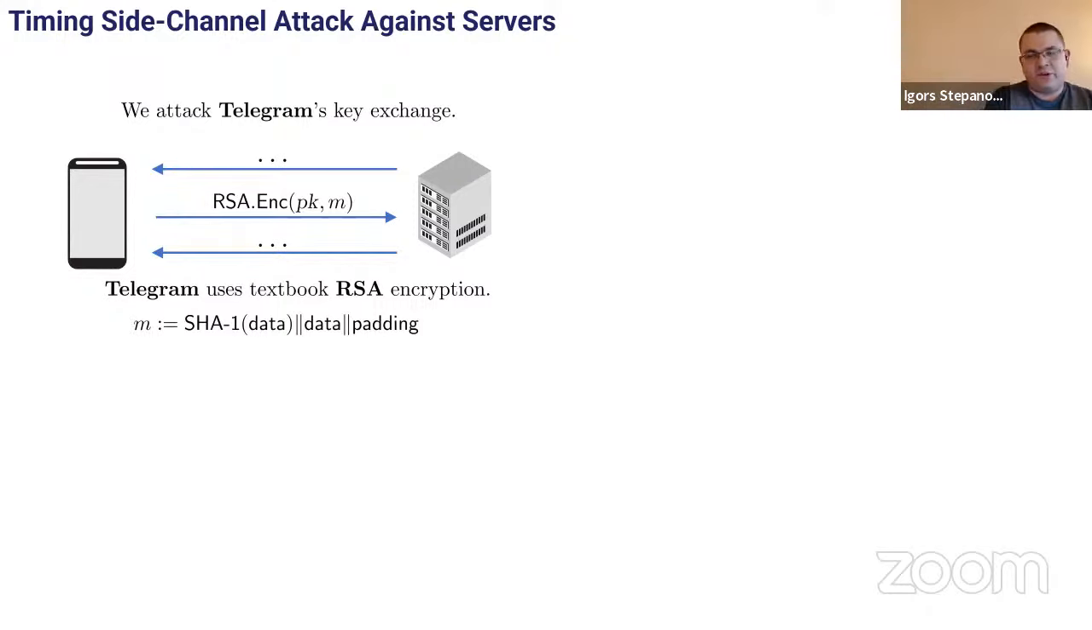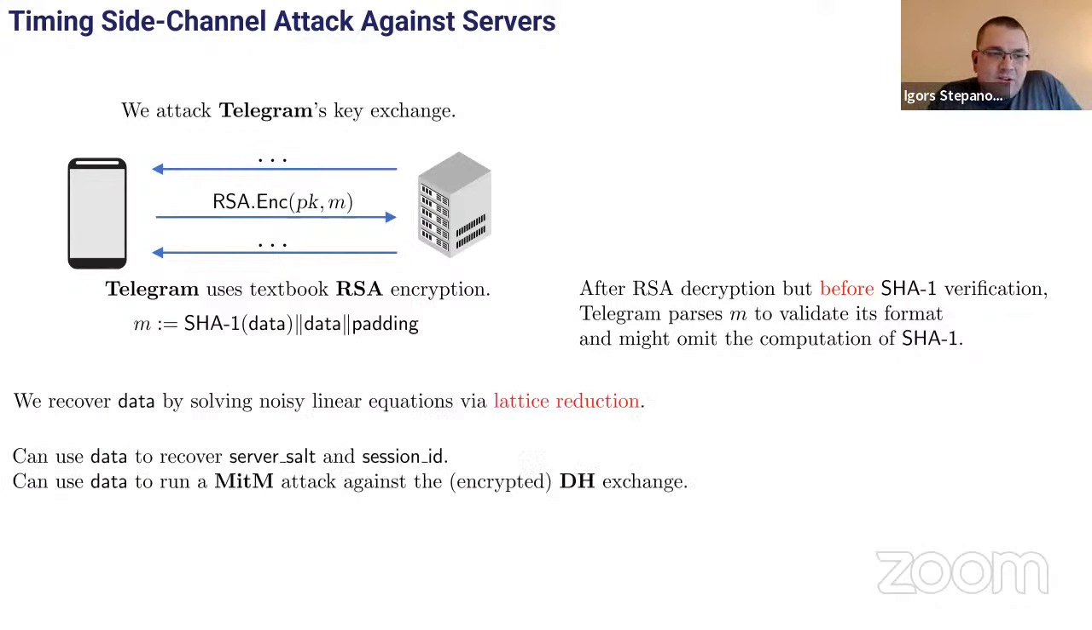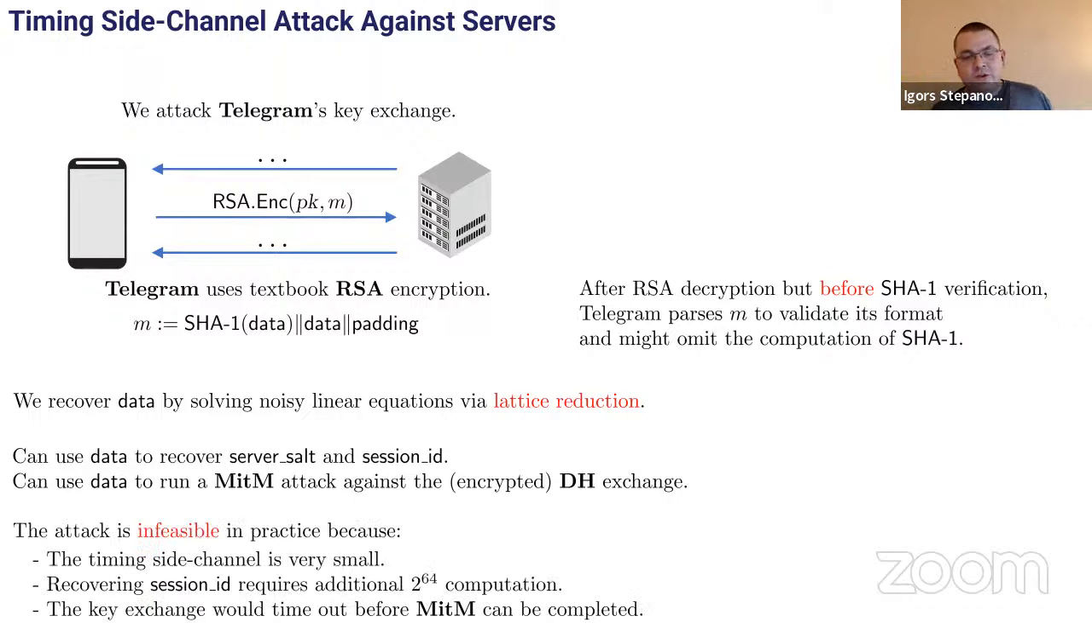Quickly, studying Telegram's key exchange was outside the scope of our work, but since we needed the server salt and session ID values for the attack on the previous slide, we went ahead and broke the key exchange in order to obtain these values. The key exchange used textbook RSA encryption. It encrypted data that was a concatenation of the actual data to be encrypted with a hash of this data and with some padding. Again, this caused a really similar timing side channel attack as in the previous slide. We managed to recover the data by solving noisy linear equations via lattice reduction. We could use this data to recover the server salt and session ID fields.